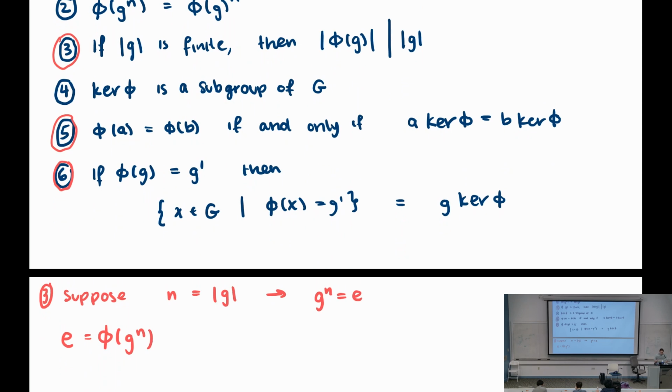But this is also equal to phi of g raised to the n. So what that means is that the order of phi of g has to divide this exponent. Right? Because if you raise an element to some power and you get the identity, then its order has to divide that power. Okay, so that was 3. Other questions?